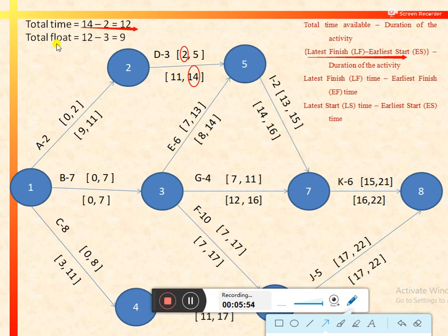After that we can calculate total float easily for activity D, and the formula is total time available minus duration of the activity. So total time available is 12 days minus duration of the activity, that is 3 days.